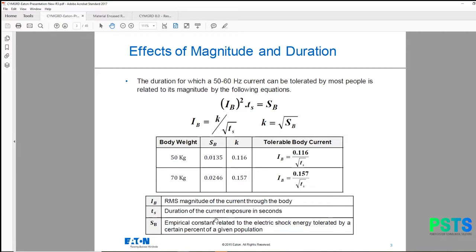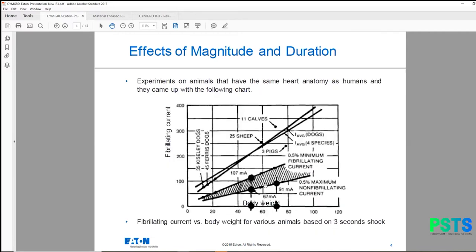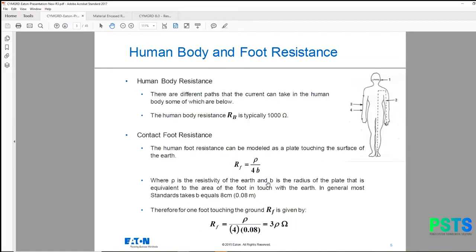So having said that, they did these experiments not on human beings. They used animals like pigs, sheep, and so on. When they did this experiment, they found that a certain current will kill a pig, and the pig has a very good heart anatomy, very close to the human being, especially its valves. You know, in the old days, they used to take the valve of a pig and stick it in a human. That is why they conducted it on such animals.